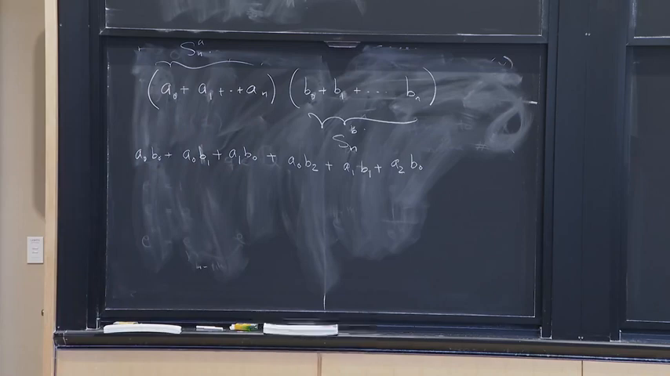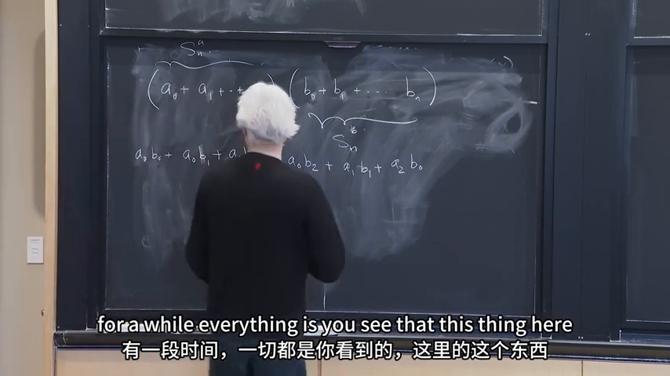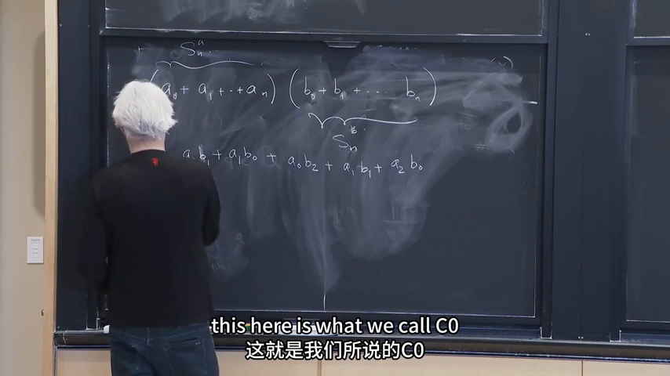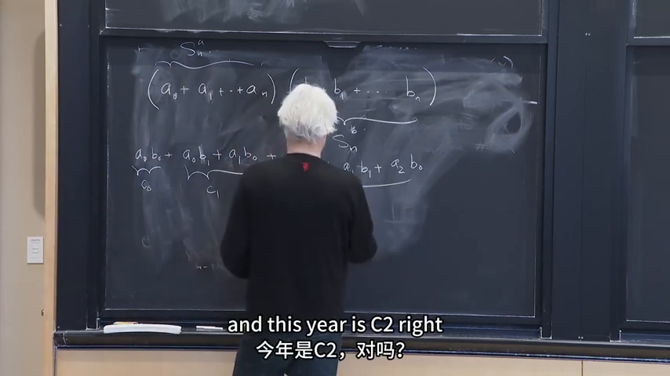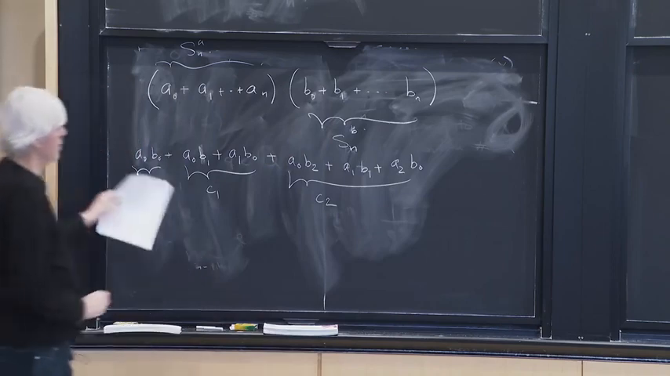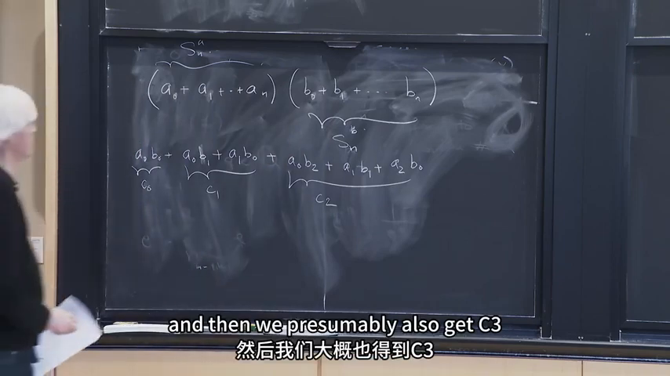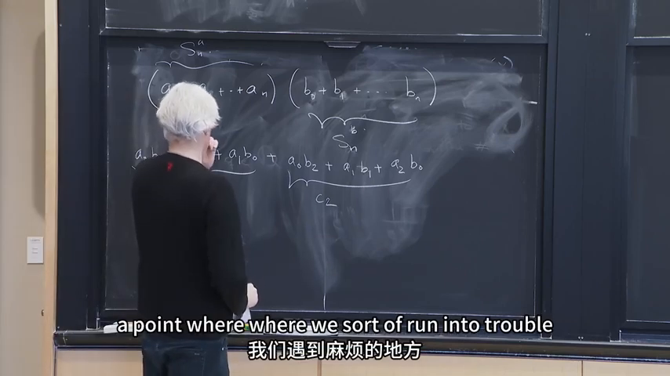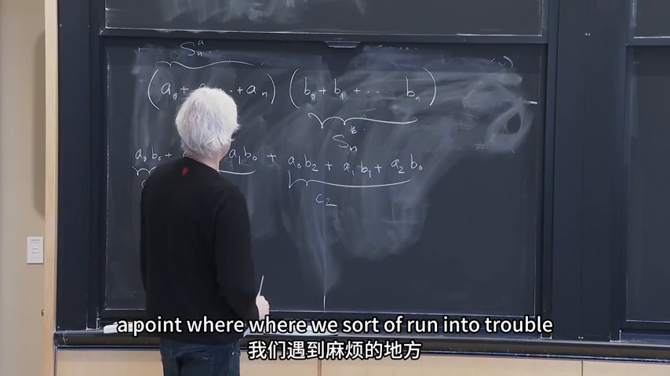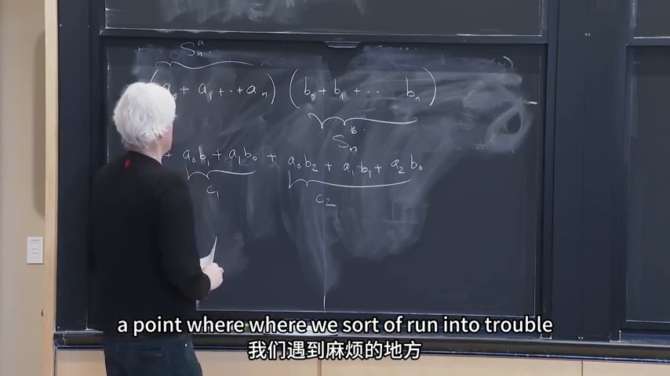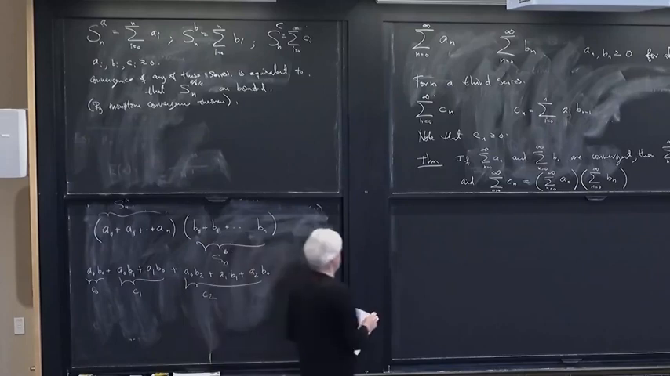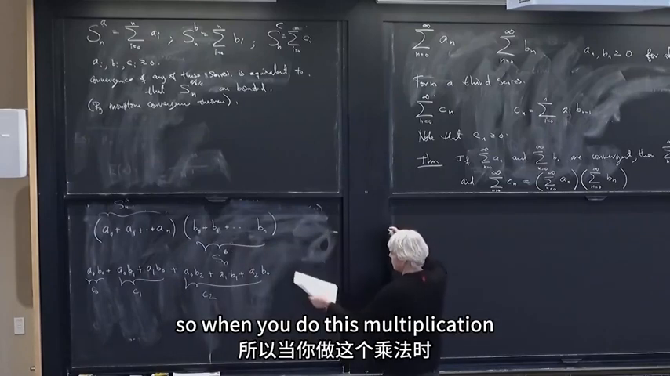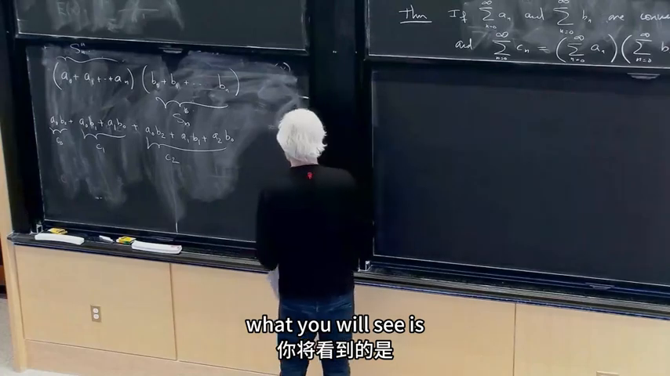Okay, now of course, there's going to be a little bit of an issue. For a while, everything works: this here is what we call C0, this here is C1, and this here is C2, and then we presumably also get C3. But then there is a point where we run into trouble if we want to really do it like this.